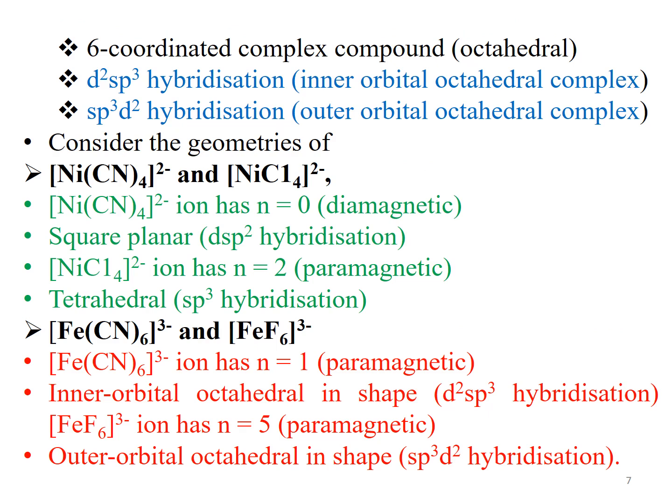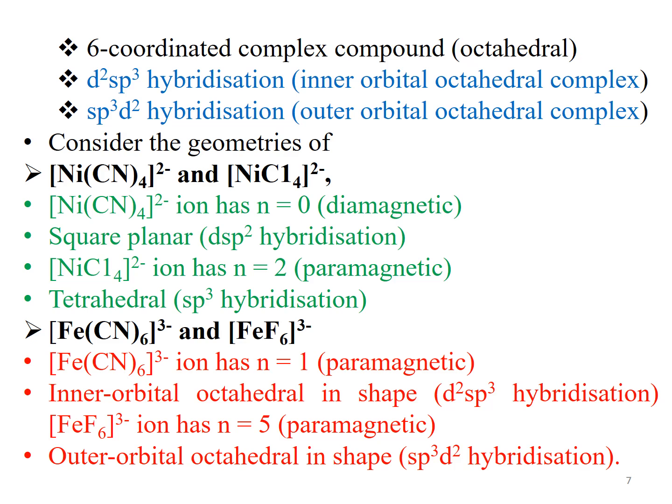Whether a given six coordinated complex compound is octahedral results from d2sp3 hybridization, inner orbital octahedral complexes, or sp3d2 hybridization, that is outer orbital octahedral complexes. This point belongs to valence shell electron pair repulsion, no sorry, valence bond theory. This point belongs to valence bond theory.